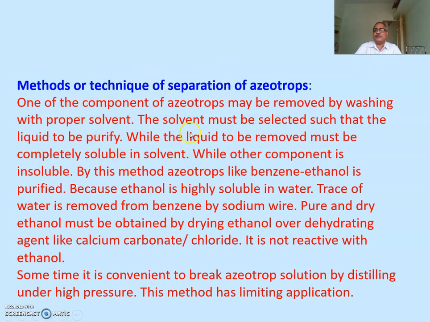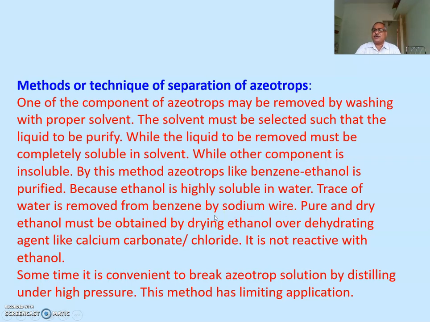The solvent must be selected such that the liquid to be purified is insoluble in it, while the liquid to be removed must be completely soluble in the solvent, and the other component is insoluble. By this method, azeotropes like benzene and ethanol are purified, because ethanol is highly soluble in water, and a trace of water is removed from the benzene.